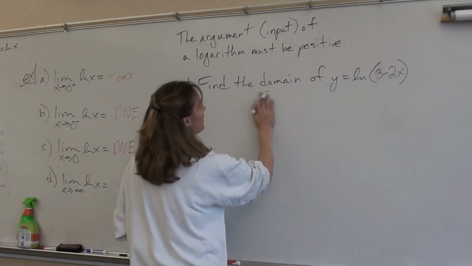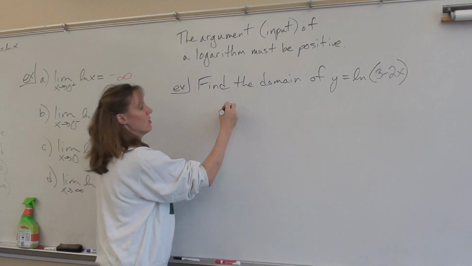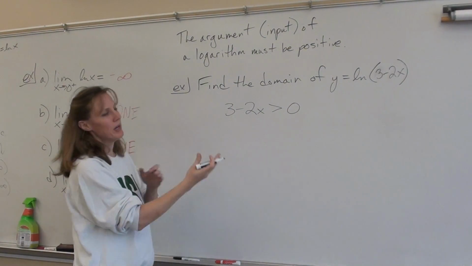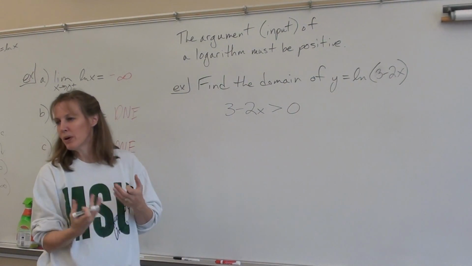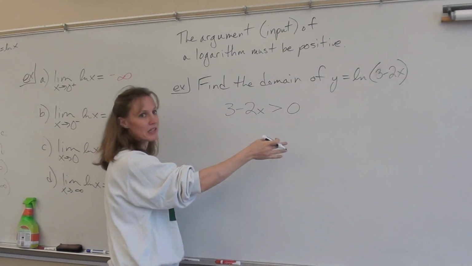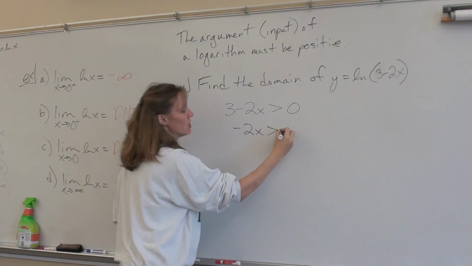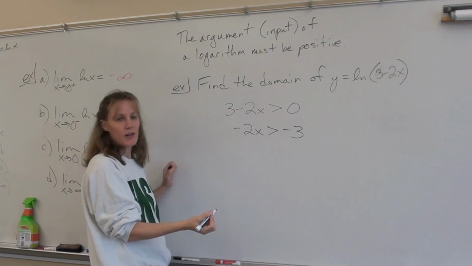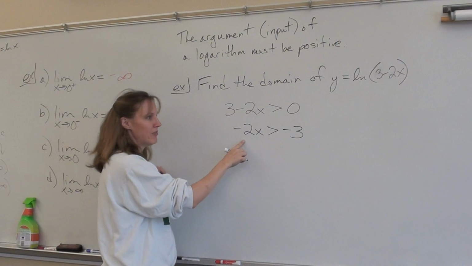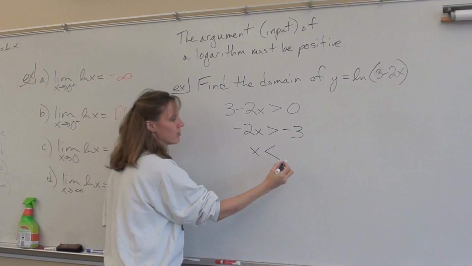All right, so tell me what to write in order to find this domain. 3 minus 2x has to be greater than 0. Now, there's a couple ways to solve an inequality. Personally, I like to add the 2x and put that over here and keep my leading coefficient positive. But if you subtracted the 3, totally fine. You just have to be very careful. Flip your sign, because when you multiply or divide by a negative number, you have to move the alligator's mouth in the other direction, right?